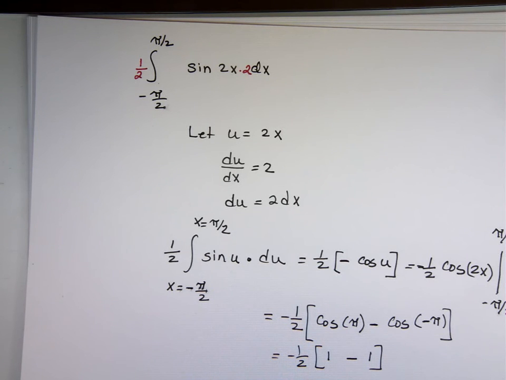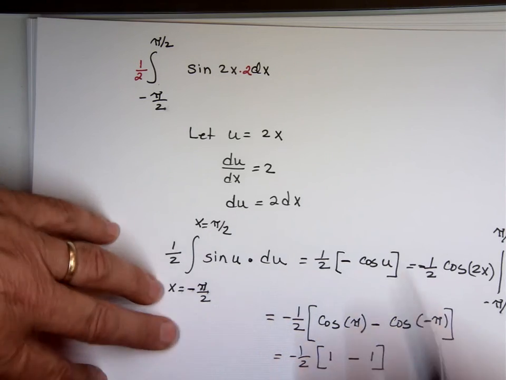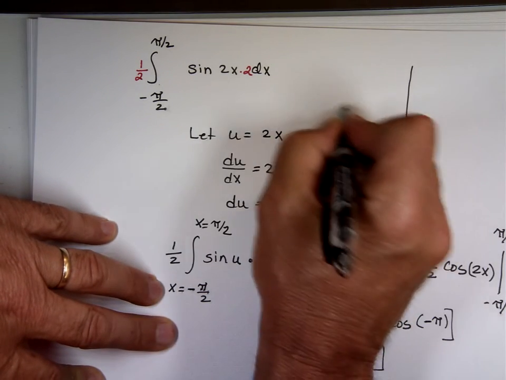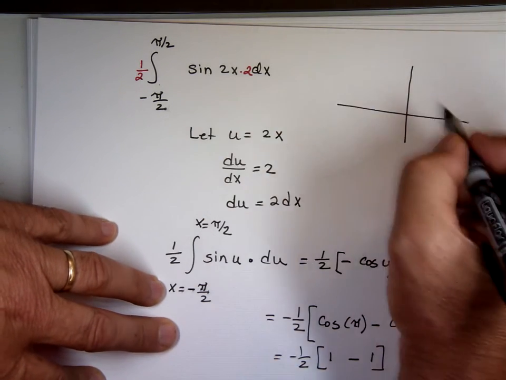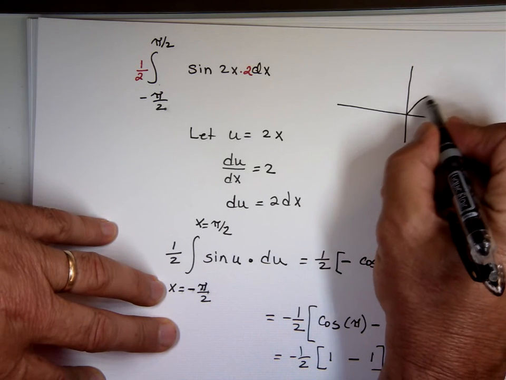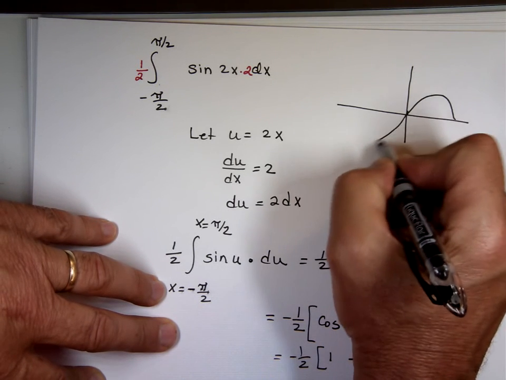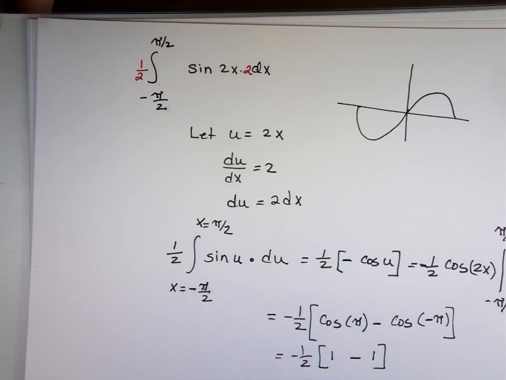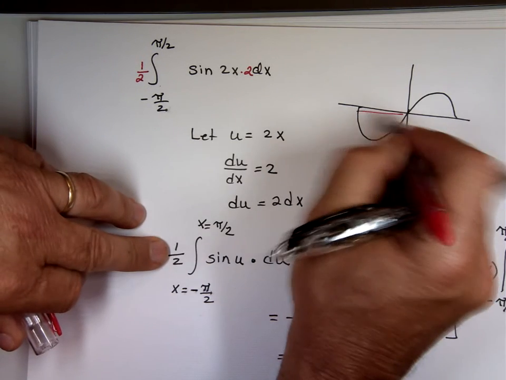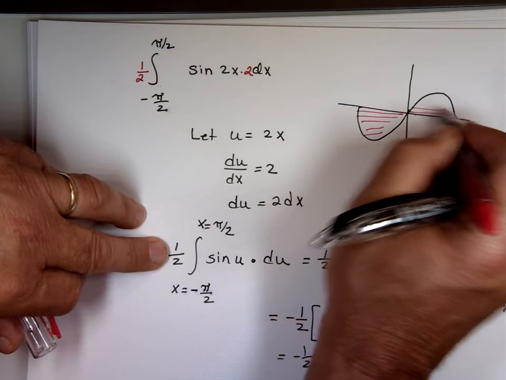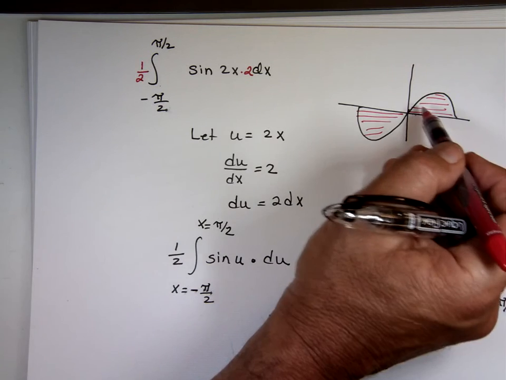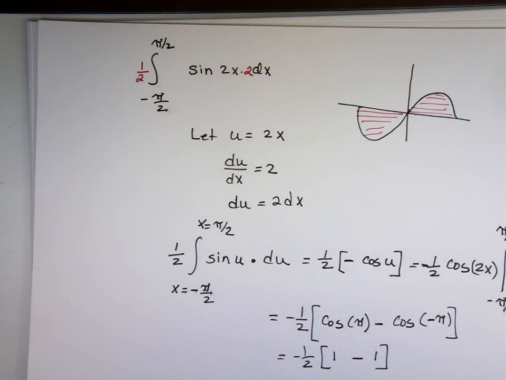Well, the reason my answer is 0, just to give you an idea, if you graph that sine of 2x, that's what you're looking at. This area is positive, this area is negative. When you put them together, what are you going to have? 0. They're exactly the same size, matching. That's why my answer is 0.